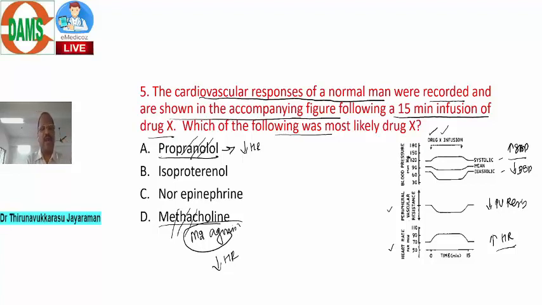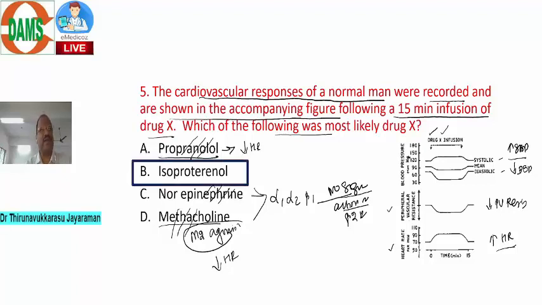Look at the question. Norepinephrine acts on alpha 1, alpha 2, beta 1, but has no significant action on beta 2 receptor. Since there is no significant action on beta 2, there may not be vasodilatation. There may not be reduction of peripheral resistance and there may not be a fall in diastolic BP. So this is also ruled out. The right answer for the question is option B, isoproterenol.